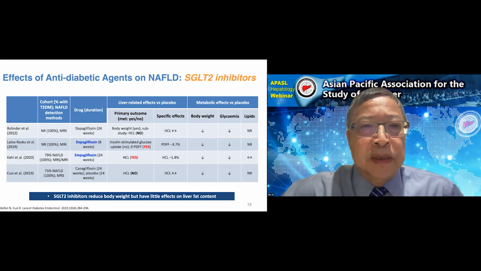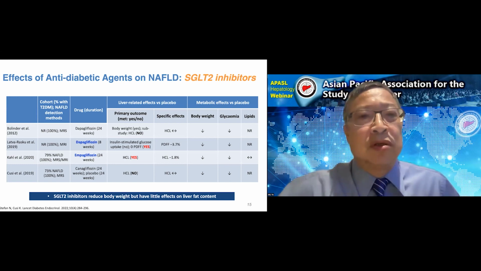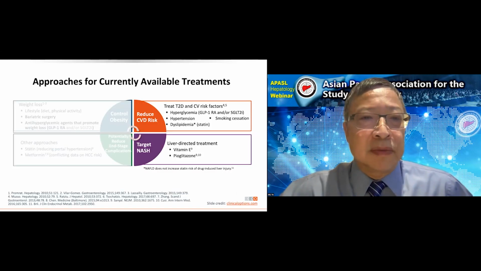So how about the effect of the SGLT2 inhibitor on NAFL, NASH, and NAFLD? This slide summarizes the studies that evaluated the effect of SGLT2 inhibitors on NASH and NAFLD. As you can see, although the SGLT2 inhibitor could reduce the body weight significantly, it has little effect on liver fat content. Therefore, currently there is no evidence that SGLT2 inhibitors could improve NASH.